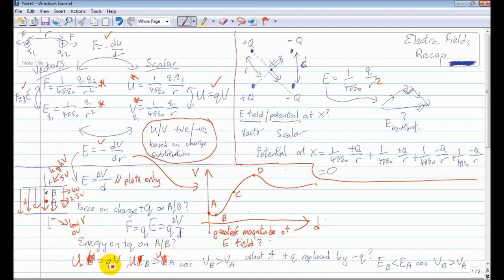However, if the charge becomes negative, then this Q will be substituted by -1. So the energy at B will be -1 multiplied by 4, because VB is 4. So the potential energy at B will be -4. Potential energy at A will be -2.5. So which one is bigger? Actually, -2.5 is bigger than -4, because it's a scalar. So -2.5 is greater than -4. Hence, actually, energy at A is greater than energy at B.